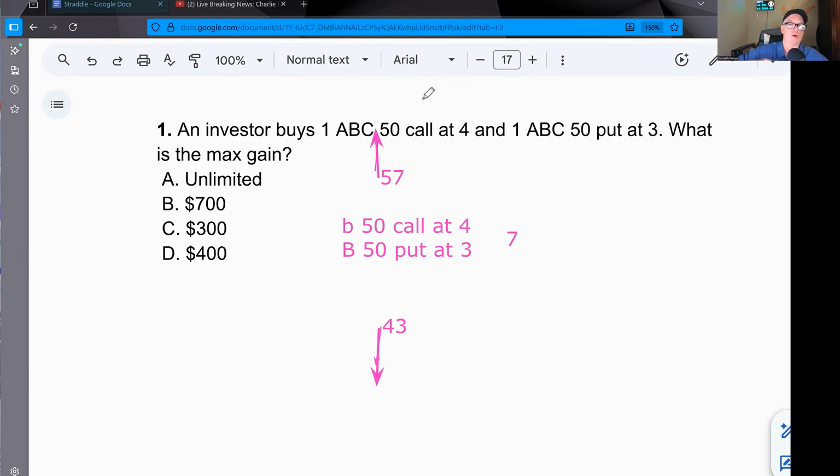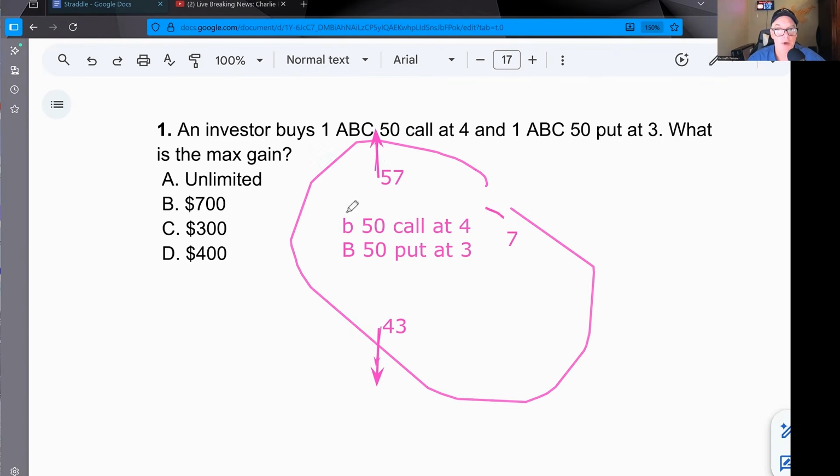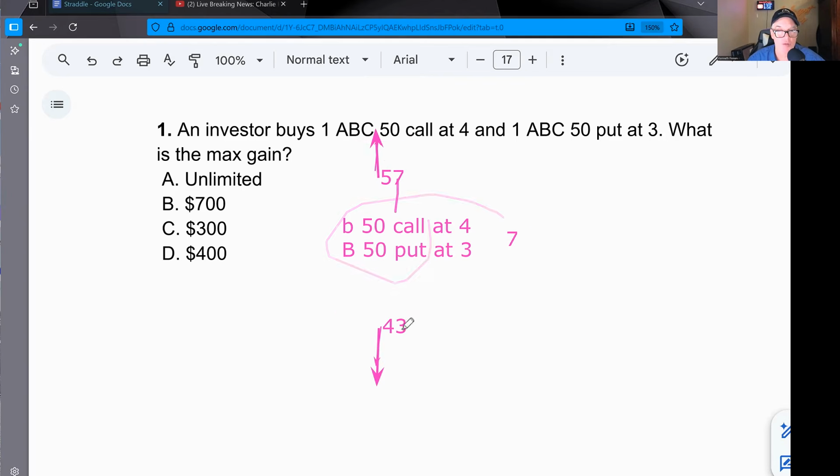I'm not going to do the profit and loss on this. I will do it when we get to later questions. But again, this is the setup: stack them, add to the call, subtract from the put, arrows out or in, either one. Max loss is the 7, because you spent that. Max gain is unlimited.